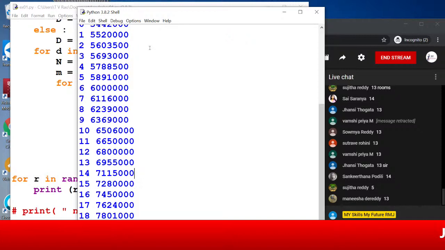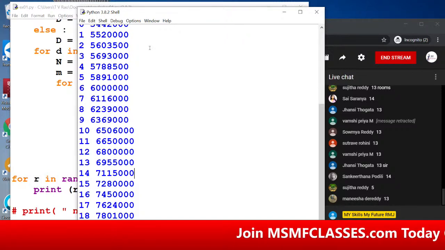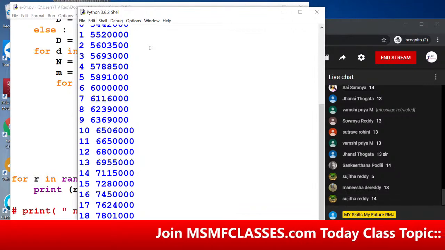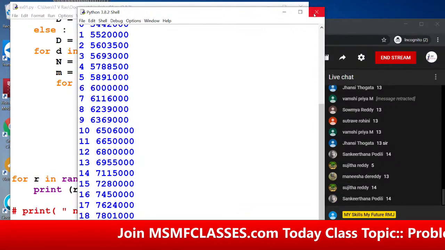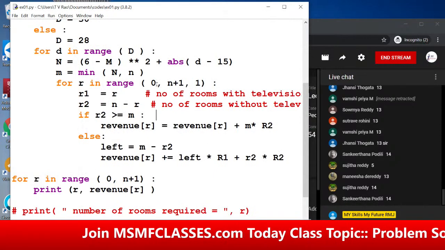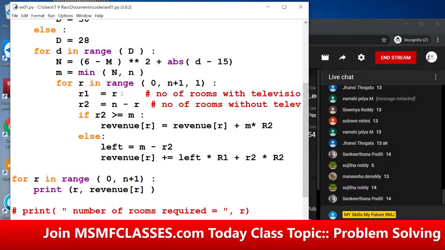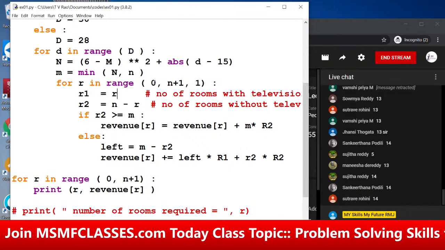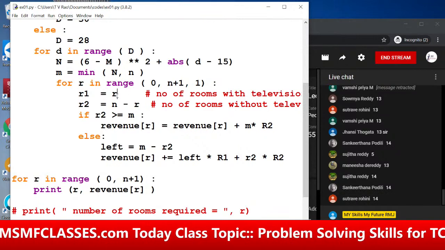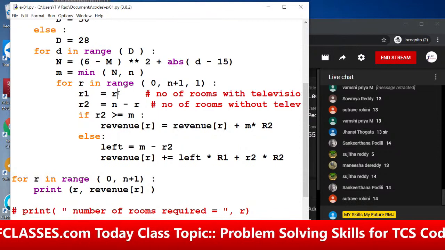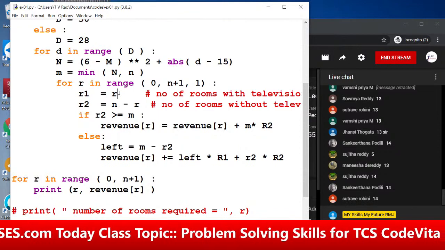How many rooms are required? Look carefully. Minimum is 70 lakhs. Okay. So now you got the point. I started with 0 rooms. Number of rooms with television are 0. Now what is capital R? What is the small r? Number of rooms with television.